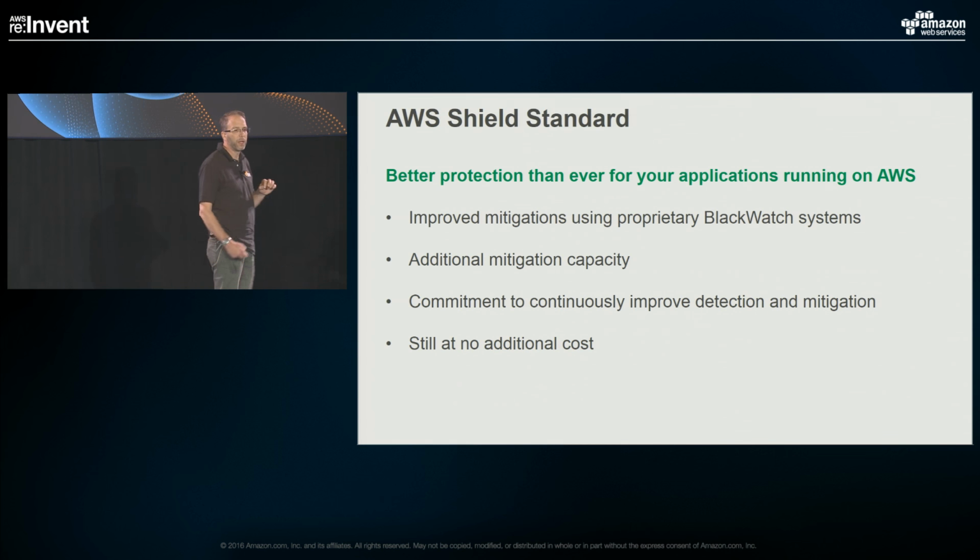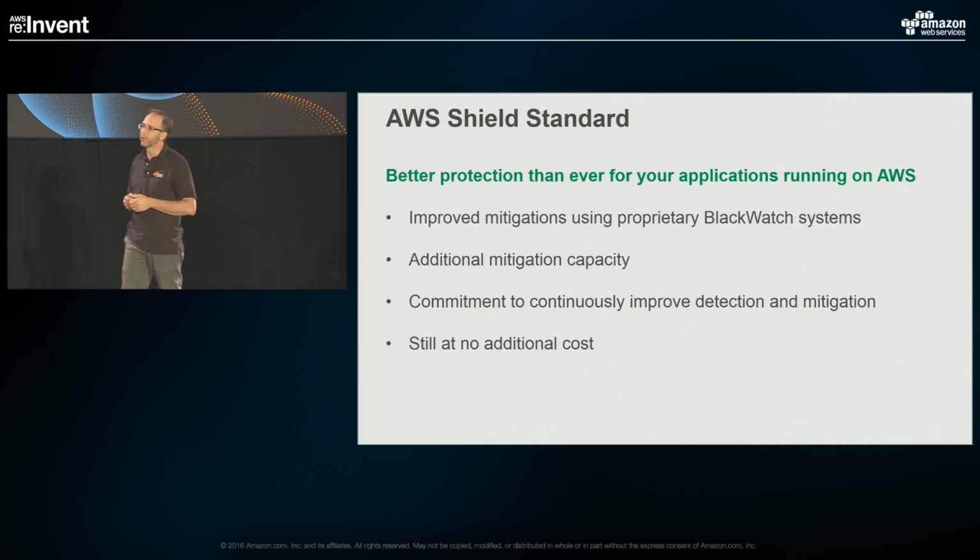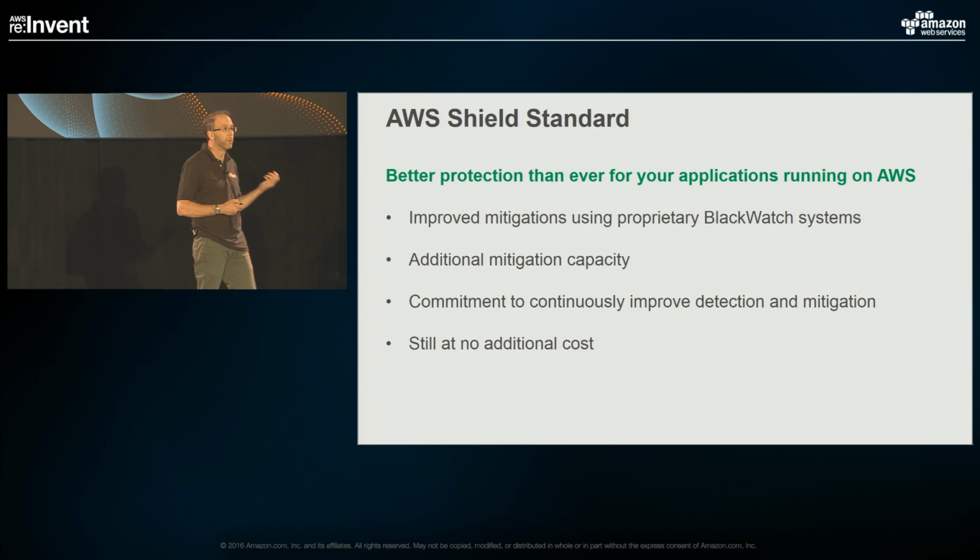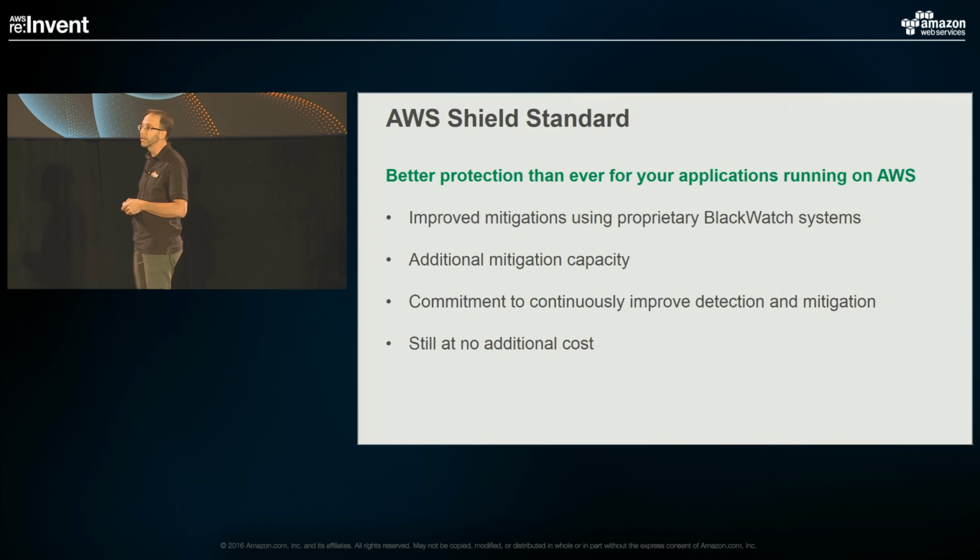So if we think about AWS Shield Standard, the way to think about this is better protection than ever for your web applications running on AWS. Again, we've been doing this for a long time. This is a way to both increase awareness that we're doing this on your behalf, and to solidify our commitment to you to continue to invest in this area. Using our proprietary mitigation systems, we will continue to iterate and improve on those. We'll add new mitigation capabilities. We will continue to scale our networks and our connections. And all of this we will continue to do at no additional cost.